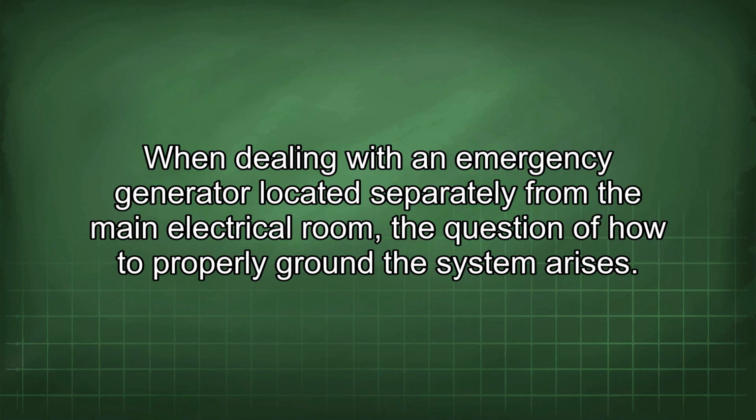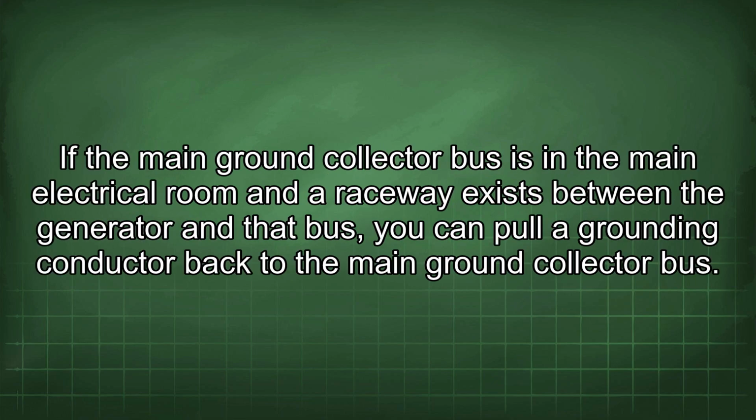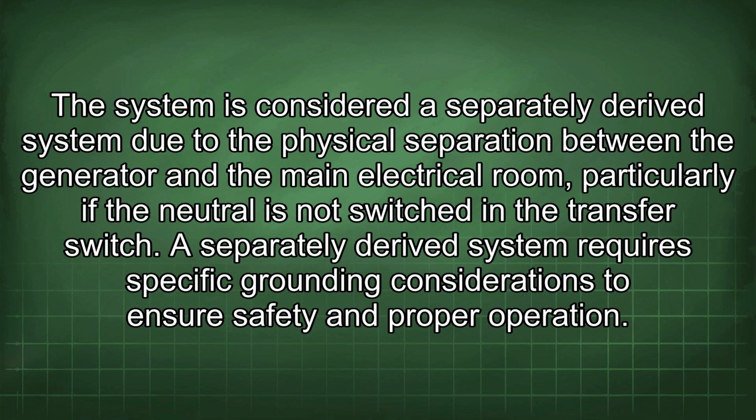When dealing with an emergency generator located separately from the main electrical room, the question of how to properly ground the system arises. If the main ground collector bus is in the main electrical room and a raceway exists between the generator and that bus, you can pull a grounding conductor back to the main ground collector bus. The system is considered a separately derived system due to the physical separation between the generator and the main electrical room, particularly if the neutral is not switched in the transfer switch.